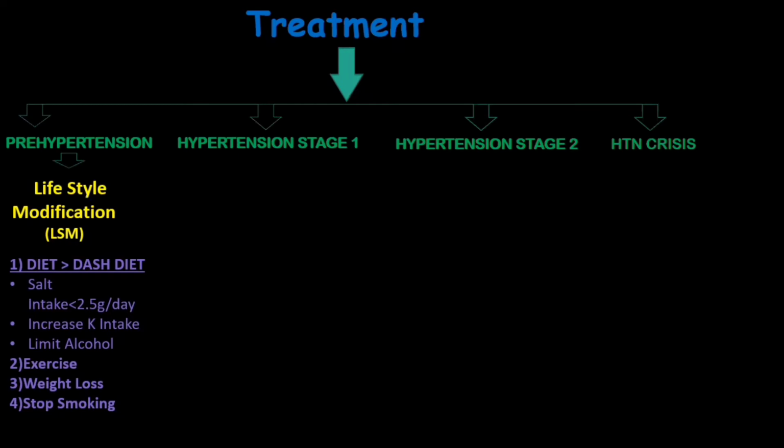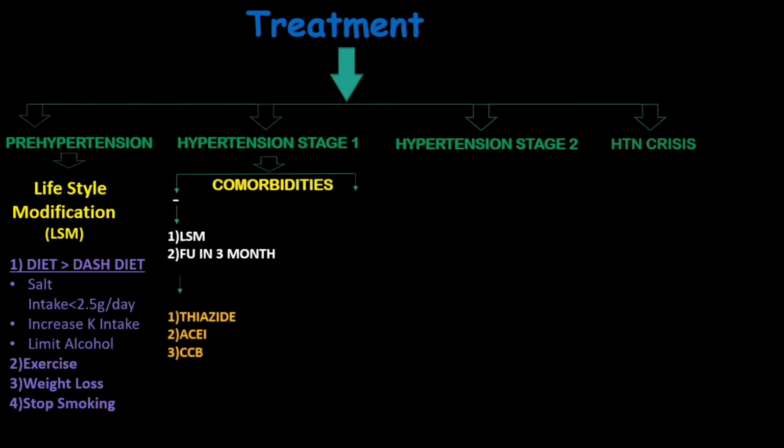Regarding high BP stage 1, the treatment focuses on the possibly existent comorbidities alongside lifestyle modifications that should be applied. If the patient has no comorbidity, there needs to be a follow-up in 3 months, and the medication applied afterwards, if considered needed, can be thiazide, ACE inhibitors, or calcium channel blockers.